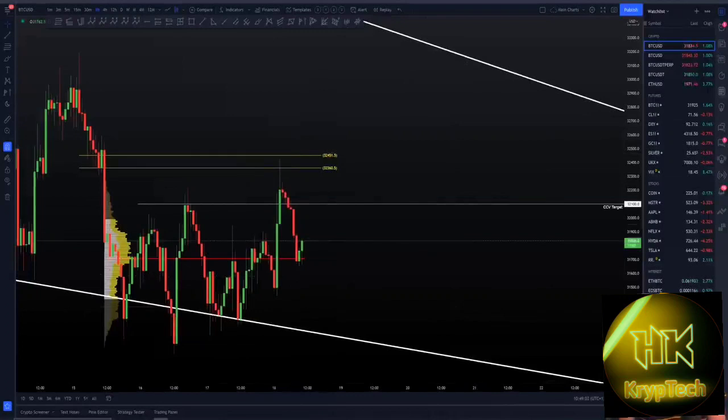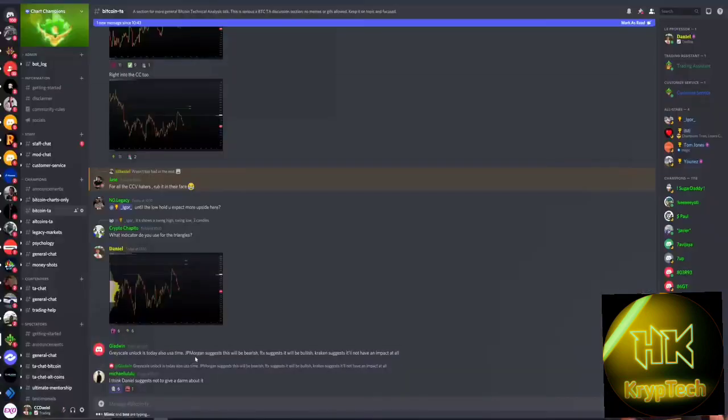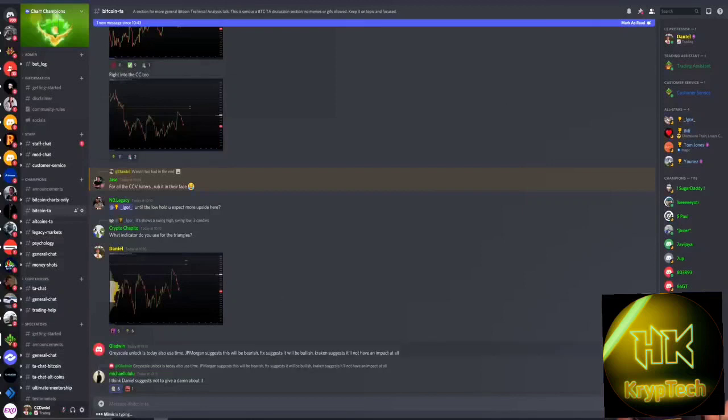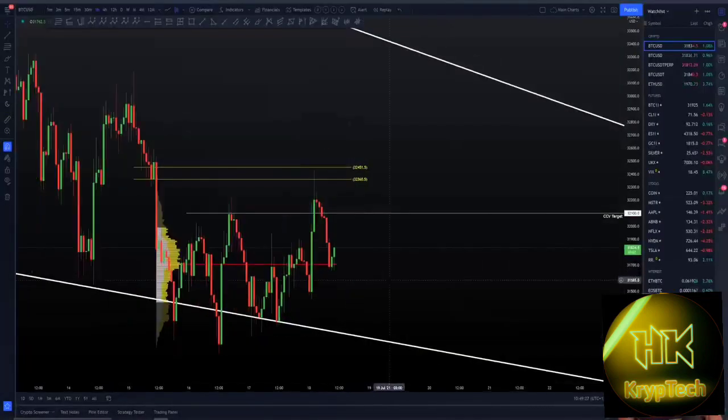Even here, you see people, JP Morgan, FTX, Kraken, they're all giving different opinions. So at the end of the day, it's totally nonsensical to pay attention to this, and it's literally a narrative. If Bitcoin breaks up, then guess what? FTX will be like, hey, we got it right. If it breaks down, JP Morgan will be like, hey, look, we got it right. And if it goes sideways, Kraken will be like, hey, we got it right. But at the end of the day, all we want to know is the levels to trade.